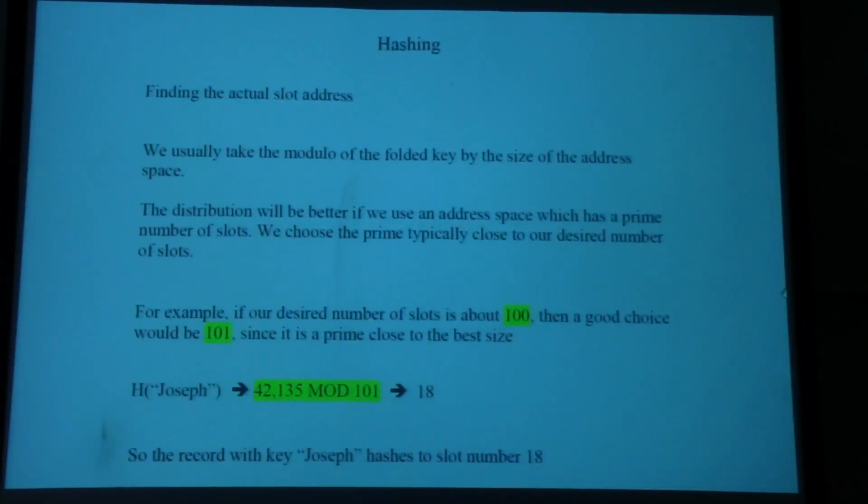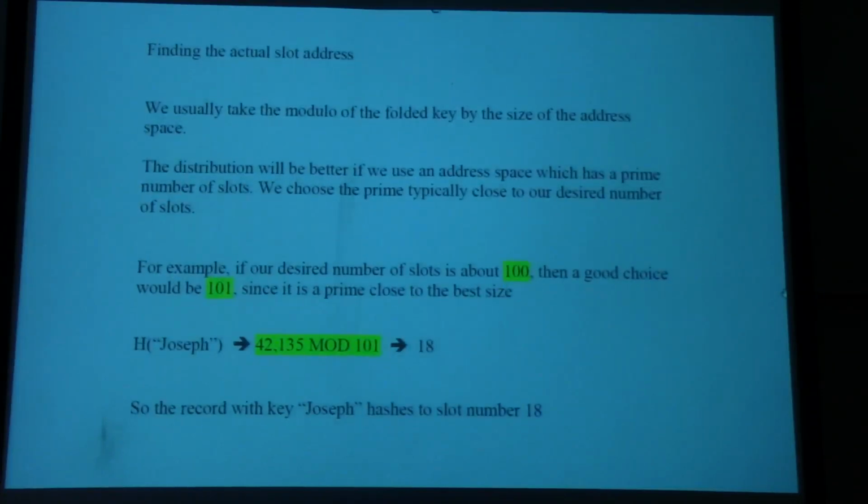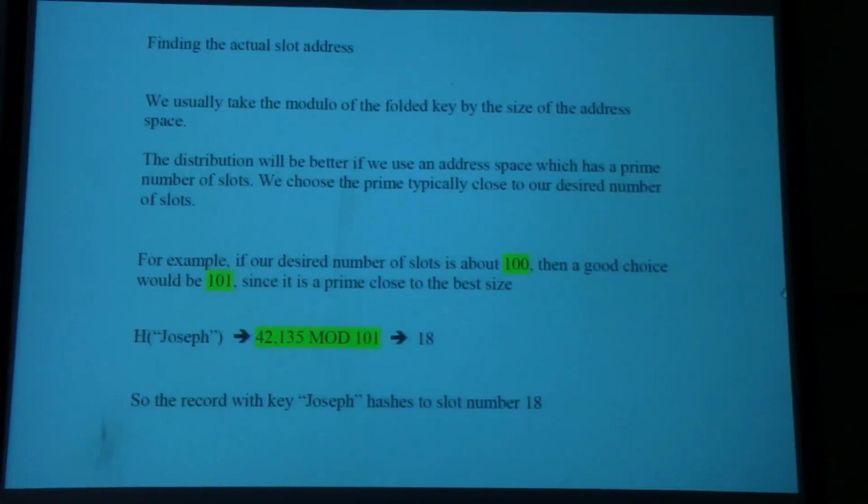Okay, so in this example, if our desired number of slots is about 100, then a good choice would be 101. Why 101? Because 100 for a table size is not a good one to do modulo over, but 101 is better. Why? Because it's prime.